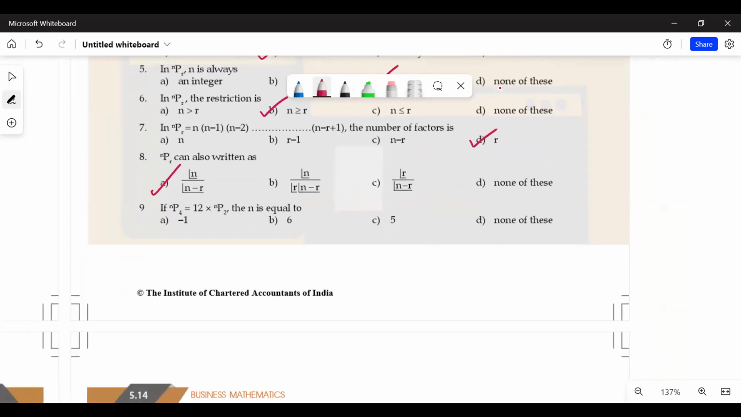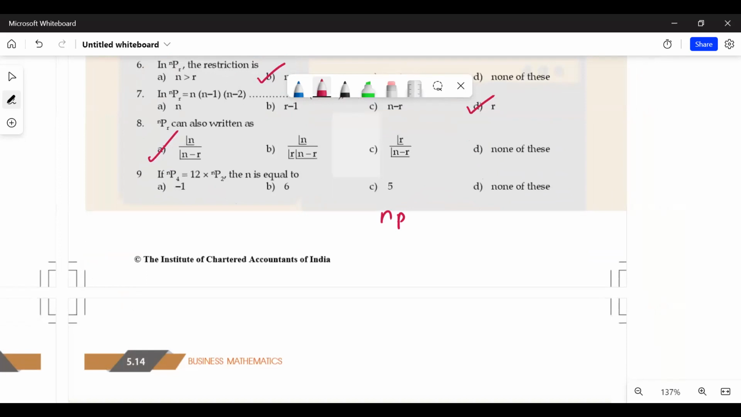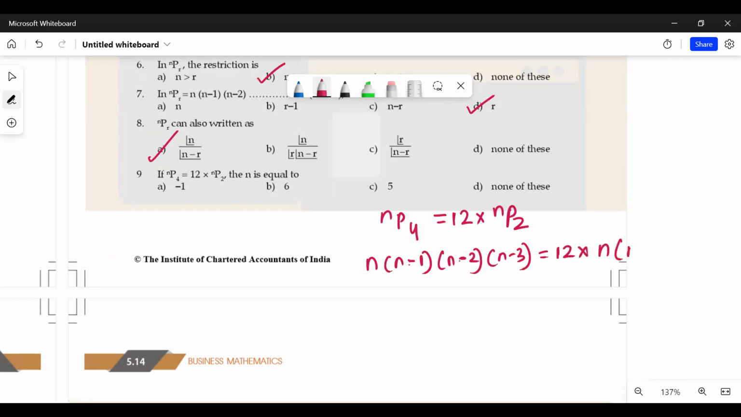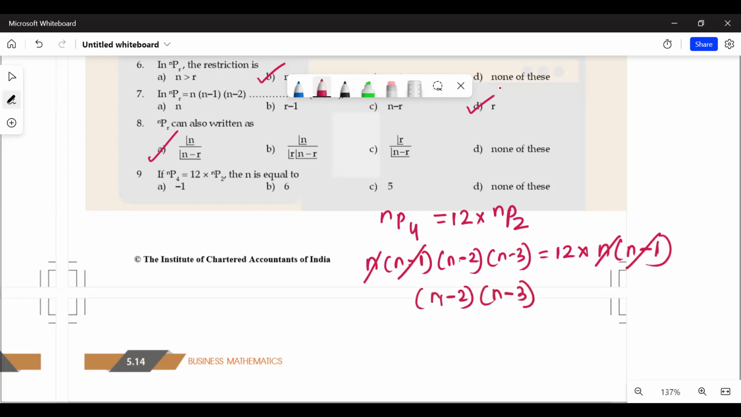See the ninth question. nP4 is equal to 12 into nP2. nP4 is what? n into n minus 1, how many terms will I write? 4 terms. n minus 2 into n minus 3. Total 4 terms I've written, is equal to 12 into nP2, which is n into n minus 1, 2 terms I'll write. I can cancel this. This is n minus 2 into n minus 3 is equal to 12.